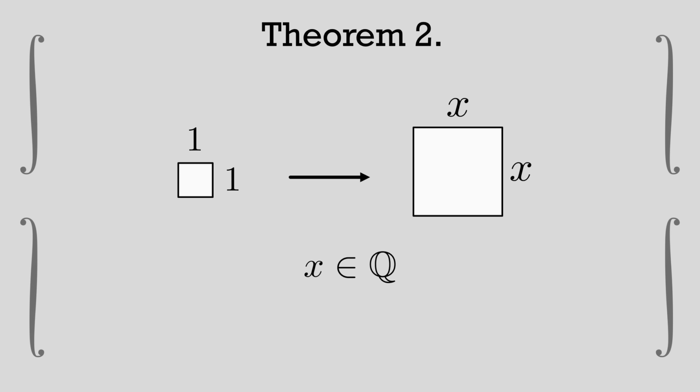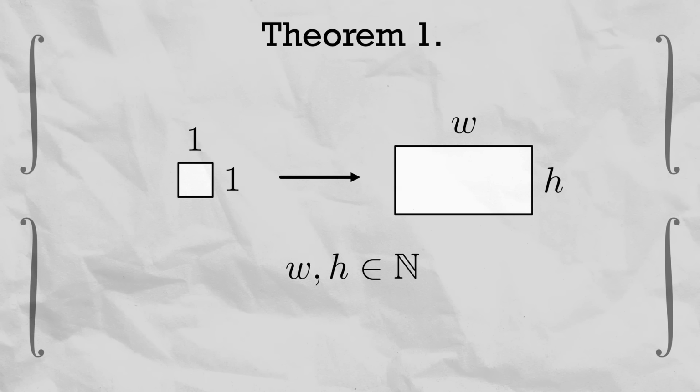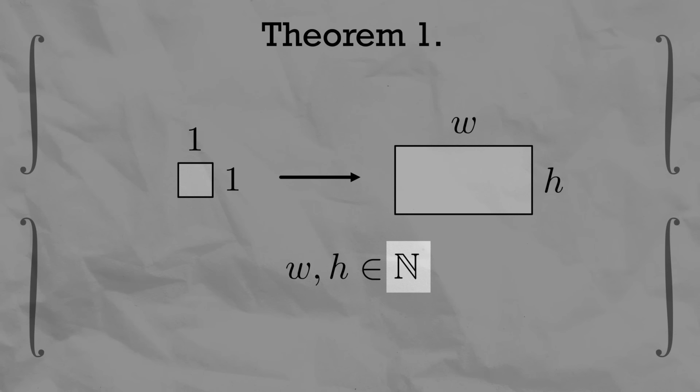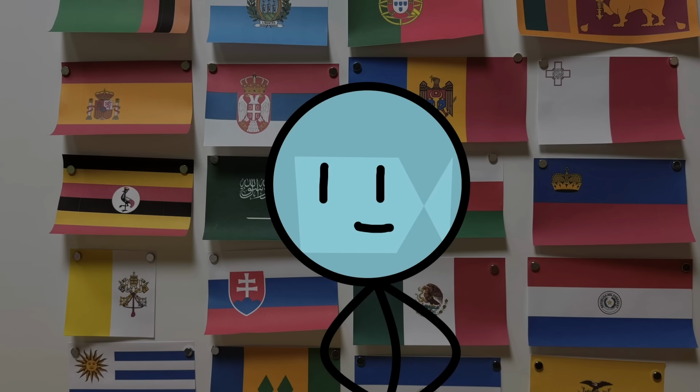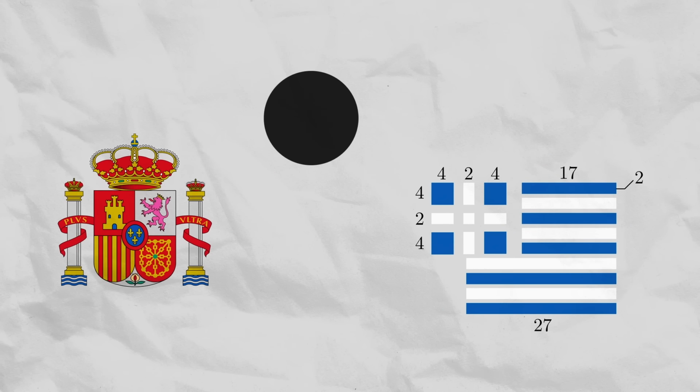Theorem 2. All rational numbers are constructible. Capital Q means rational numbers. So this is an upgrade from capital N, which meant natural numbers. Yes, now how does that help us? Are there any flags that require rational numbers to draw? Actually, it doesn't help us at all because rational numbers on a construction sheet can be turned into integers if we just multiply everything. So the only new thing we did in this chapter is drawing circles.